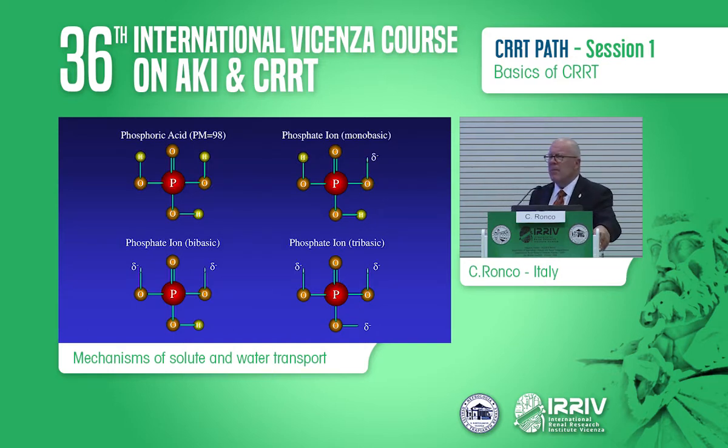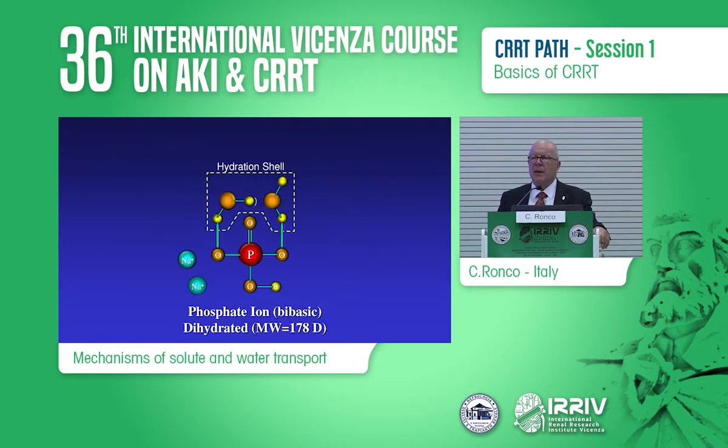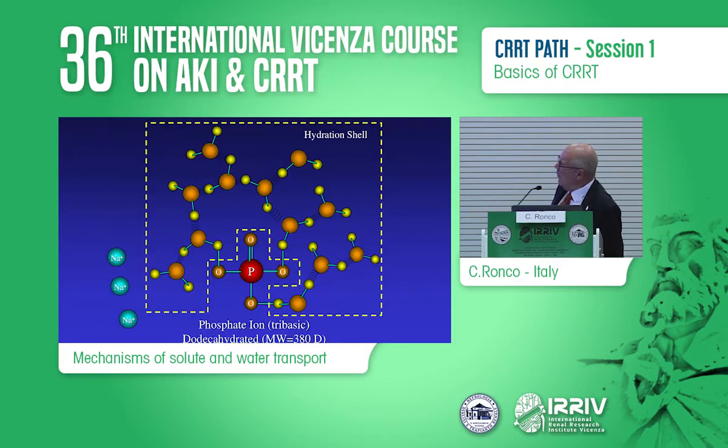Now, if you take, for example, a molecule like phosphate, that can be phosphoric acid or can be monobasic, bibasic, or tribasic ionized, you may have a different interference of water. For example, this is bibasic ionized phosphate with two molecules of water surrounding the molecule of phosphate. But if you have a tribasic phosphate, you actually have a dodecahydrated shell around the phosphate.